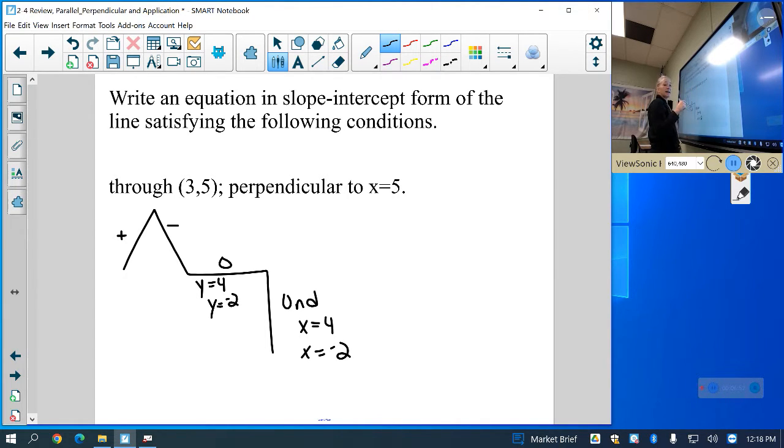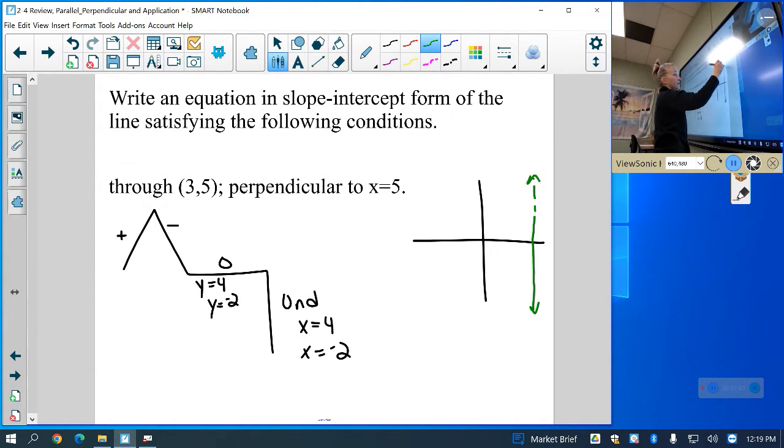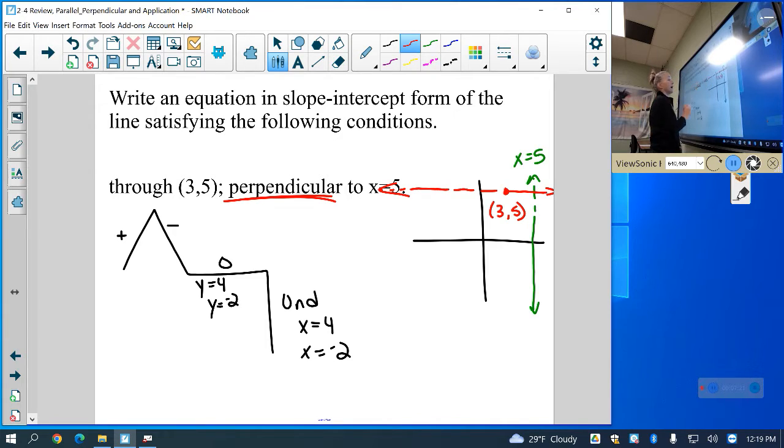So what kind of line is x equals 5? It's a vertical line where x is 5. So I go over 5, and that's x equals 5. So what line goes through the point (3, 5) that is perpendicular to that line? Well, it's got to be this line right here. But what is the equation of that line? Well, since it's a zero slope line, it's got to be y equals a number. What does y equal at that point? 5. So I'm just going to get y equals 5.